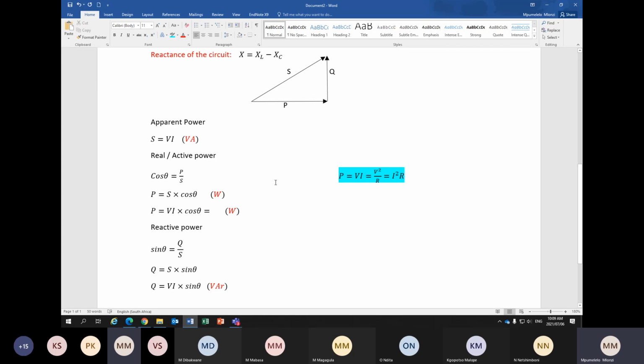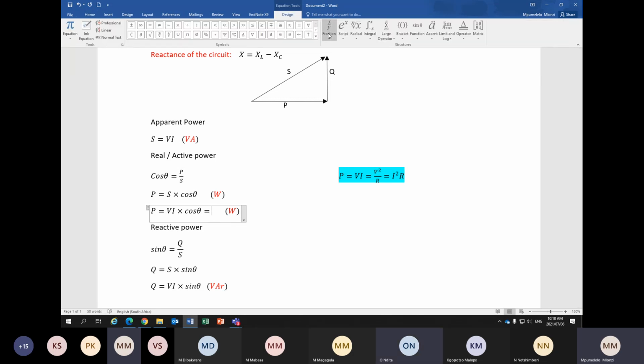All right, I hope we all remember this. Now, having this at the back of our minds, it means power can also be calculated.